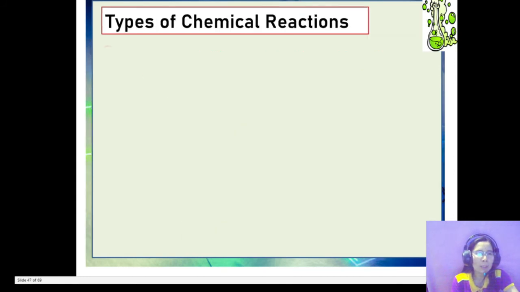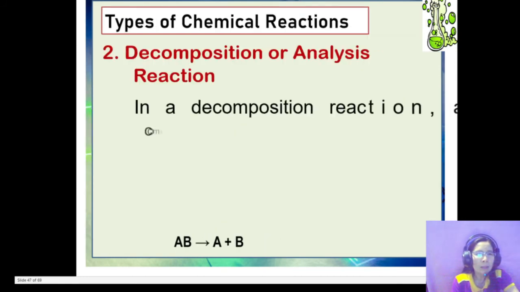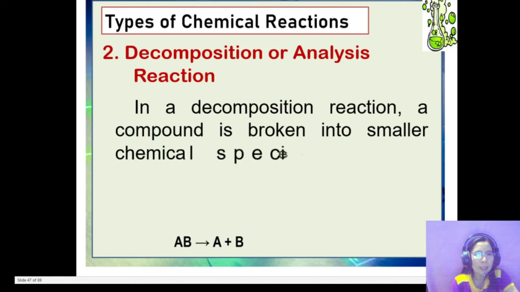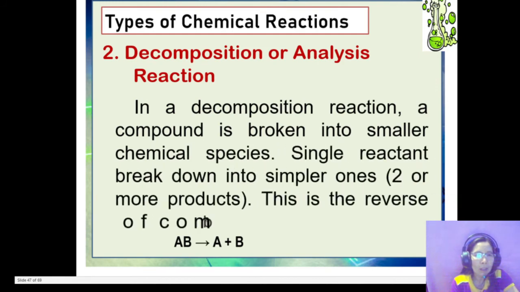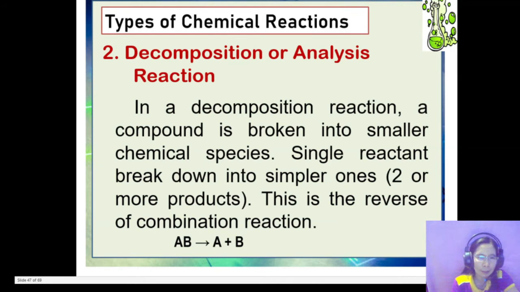Okay, so let's have the second one, decomposition or analysis reaction. Let's try to read. What is this? In a decomposition reaction, a compound is broken into smaller chemical species. A single reactant breaks down into two or more products. This is the reverse of a combination reaction. Yeah, this is really the reverse of the first type of chemical reaction.